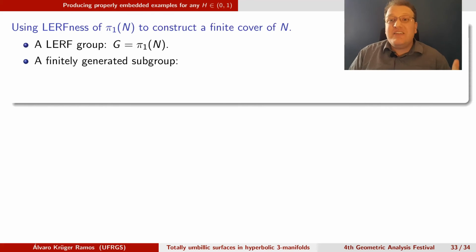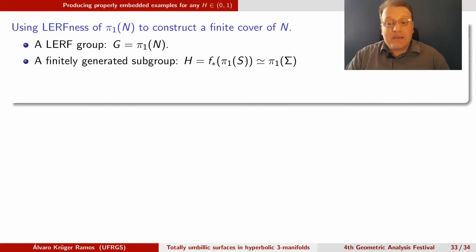Then we need a finitely generated subgroup, which will be pi1 of sigma. You take the push forward of the fundamental group of your topological surface as your original surface, and since S has finite topology, H is finitely generated. I am omitting base points. I forgot to mention that before, but I am forgetting about base points. Everything here you need to choose base points, but I think it just complicates the notation and it doesn't add any insight on the proof, so I'm not talking about base points here.